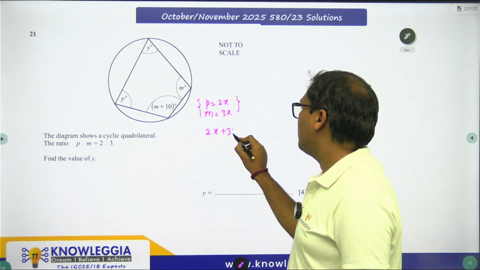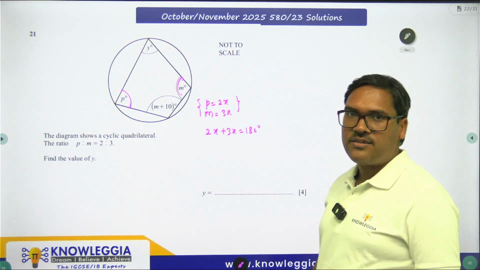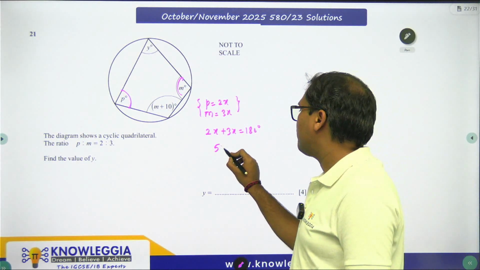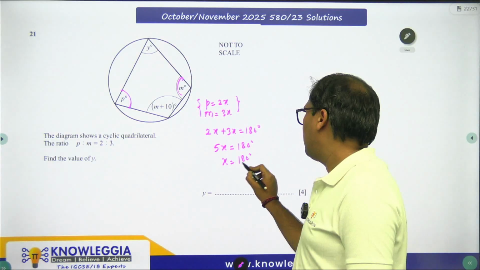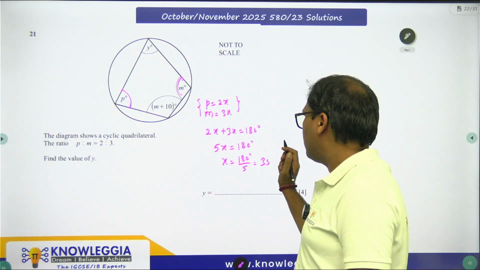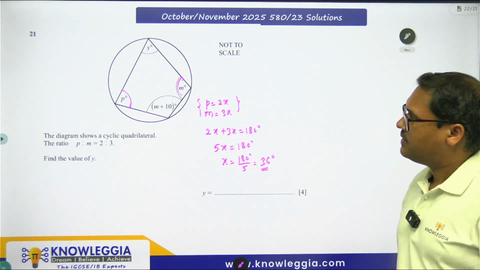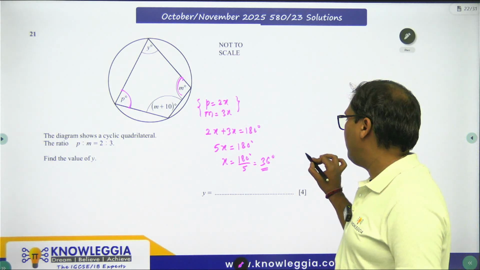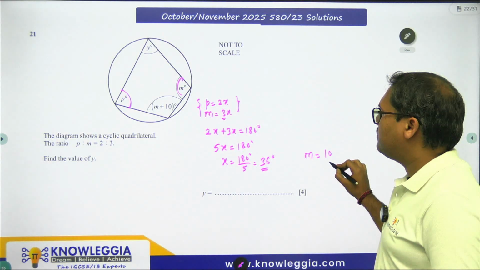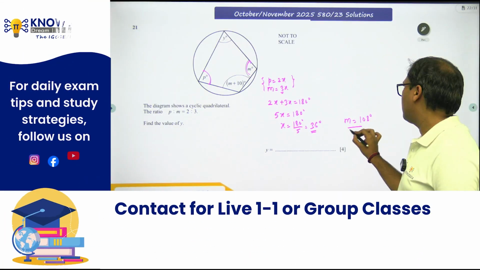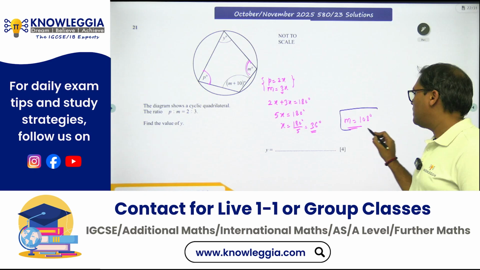So now what is this? 2x plus 3x will be equal to 180 degrees, right? Because in a cyclic quadrilateral, the opposite angle sum is equal to 180 degrees. So this is 5x equal to 180 degrees. That means x will be equal to 180 divided by 5, which is 36 degrees, right? So now what is the value of m? m will be equal to 36 into 3, which is 108 degrees. Now this is clear. This m is equal to 108 degrees.